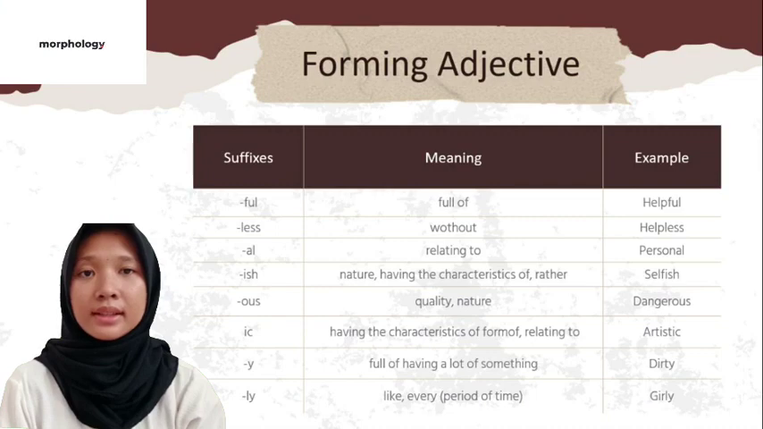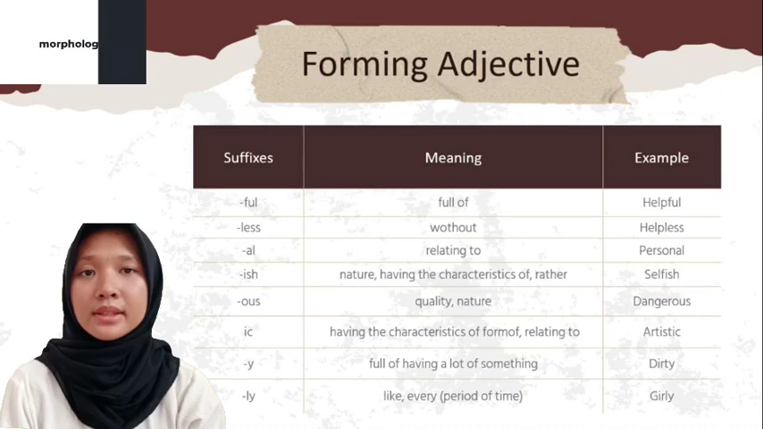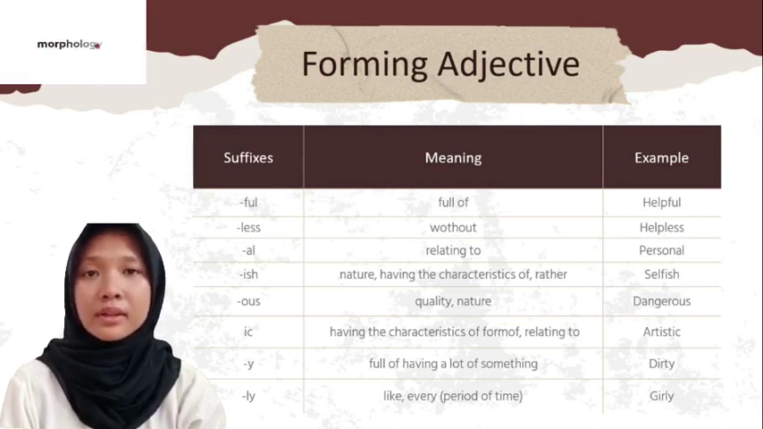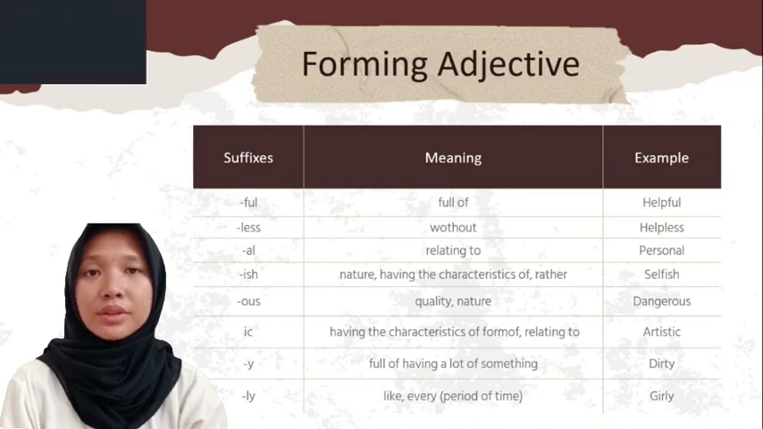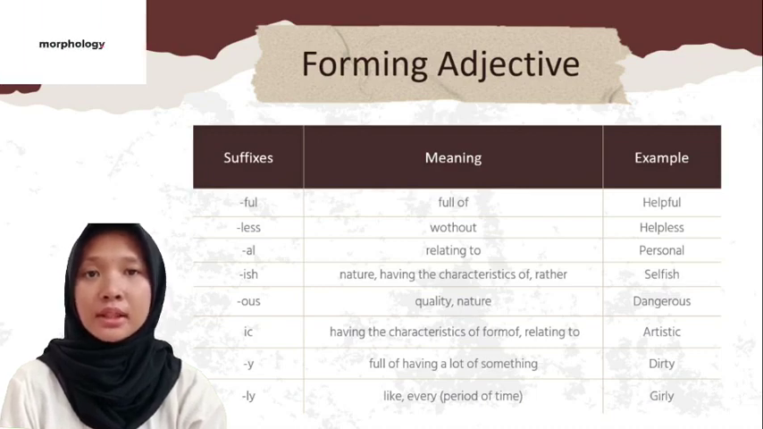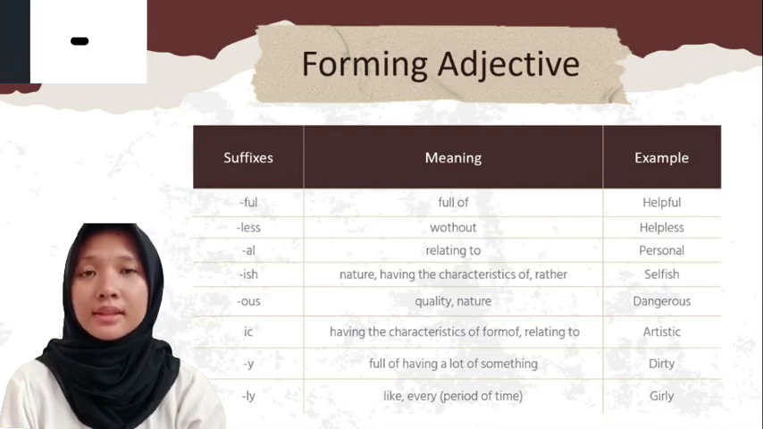Suffix ish, meaning nature, having the characteristic of, or rather. Example, selfish. In sentence, you're being selfish and childish and I want you to stop it. Suffix ous, meaning quality, nature. Example, dangerous. In sentence, the only thing dangerous in this room is you.